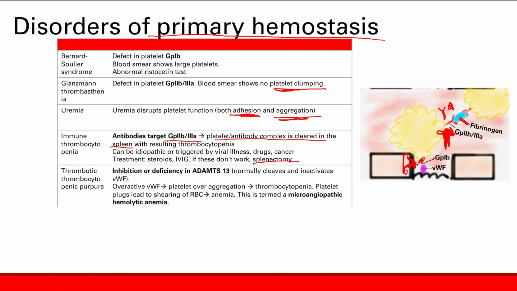Next is thrombotic thrombocytopenic purpura. We talked about this already in the renal lectures. So this is due to inhibition or deficiency in the ADAMTS13. ADAMTS13 is normally needed to cleave and inactivate von Willebrand factor. You have deficiency in this, you get overactivation of von Willebrand factor, and so too much von Willebrand factor leads to platelet over adhesion, over aggregation. What's going to happen? You're going to use up all these platelets. They're going to aggregate and they're going to get used up. You're going to get thrombocytopenia.